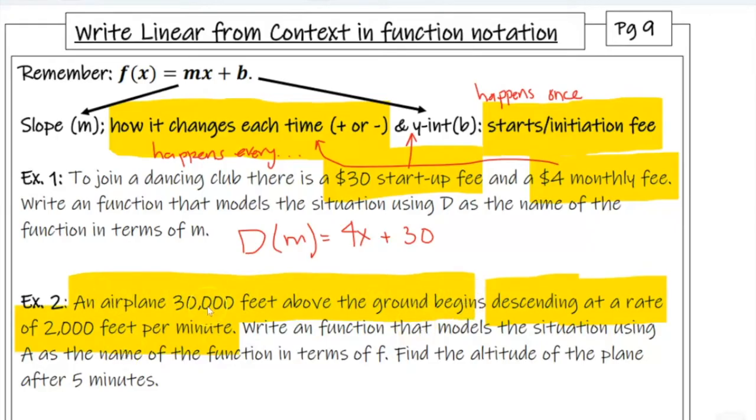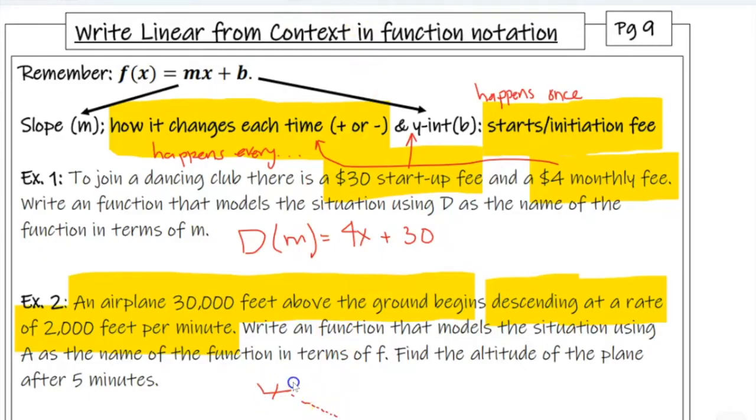So what do you think that number does? Is that something that happens once, or is that something that happens every minute? So just think about the situation. Here's my plane, right? And it's descending, coming down.